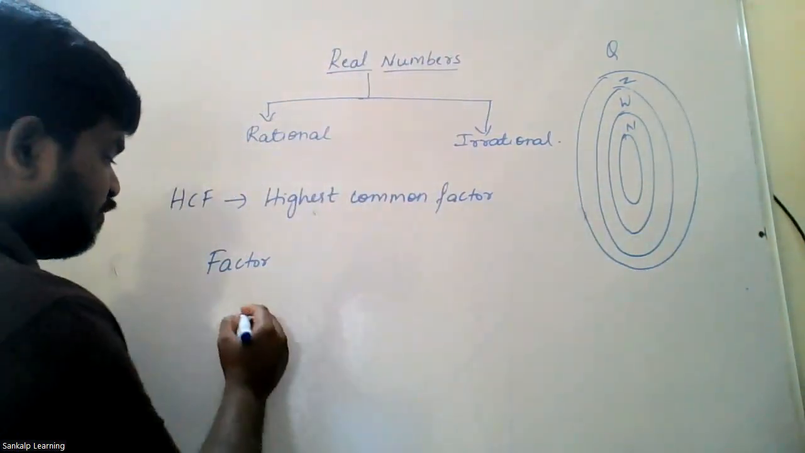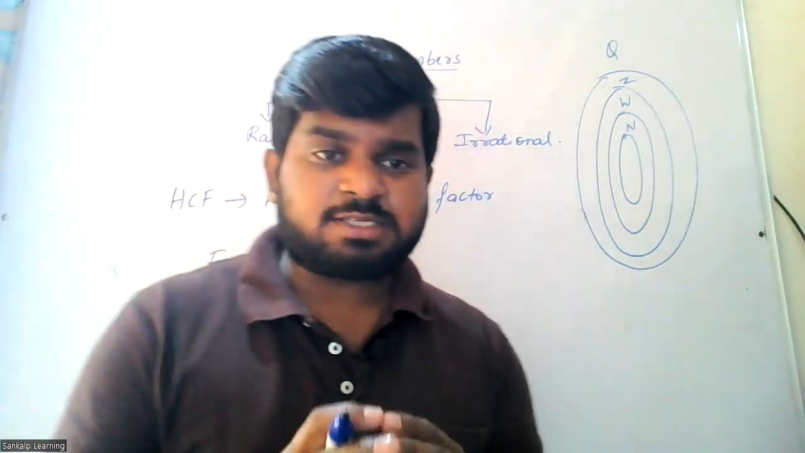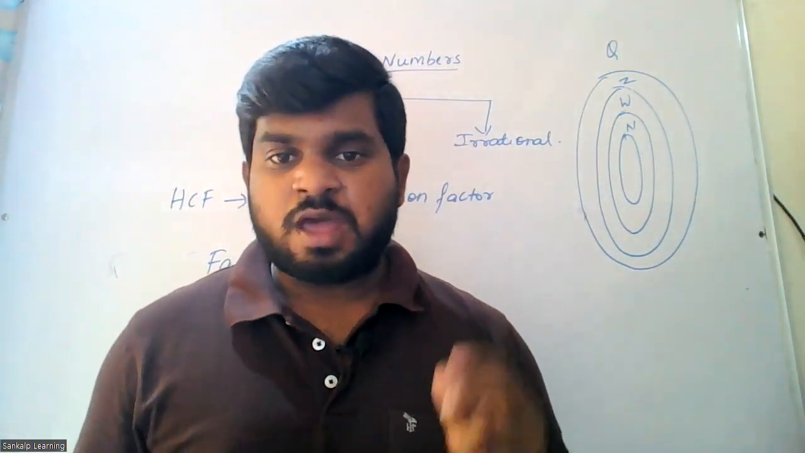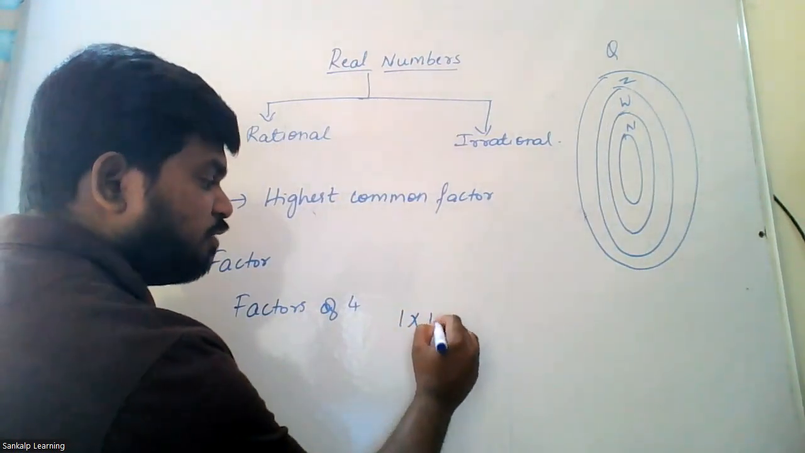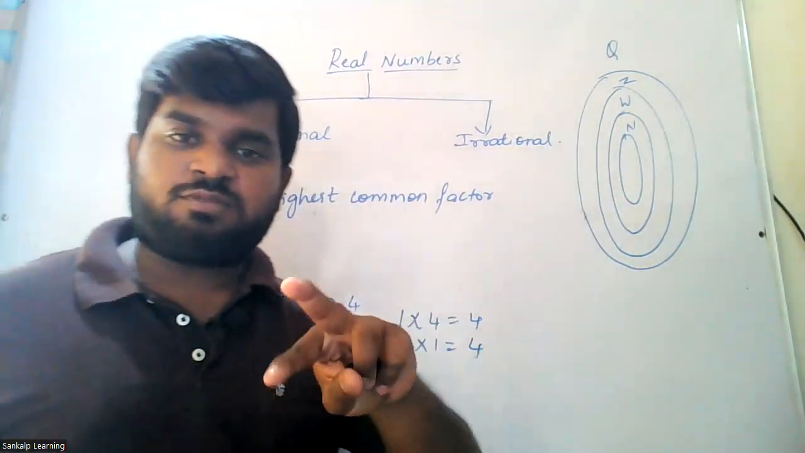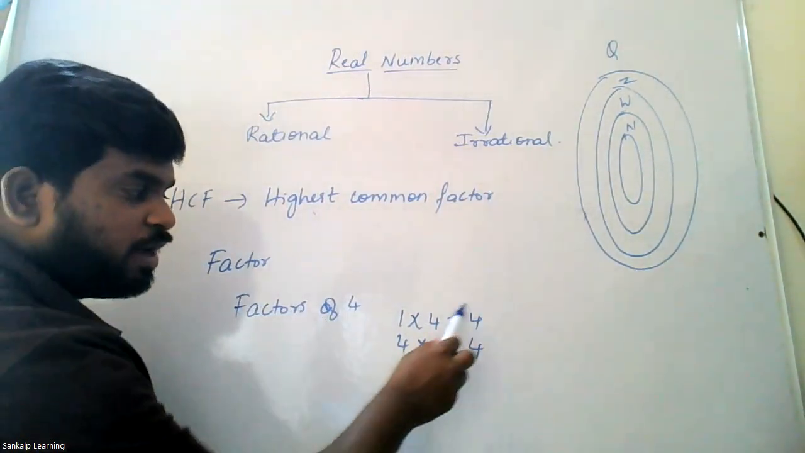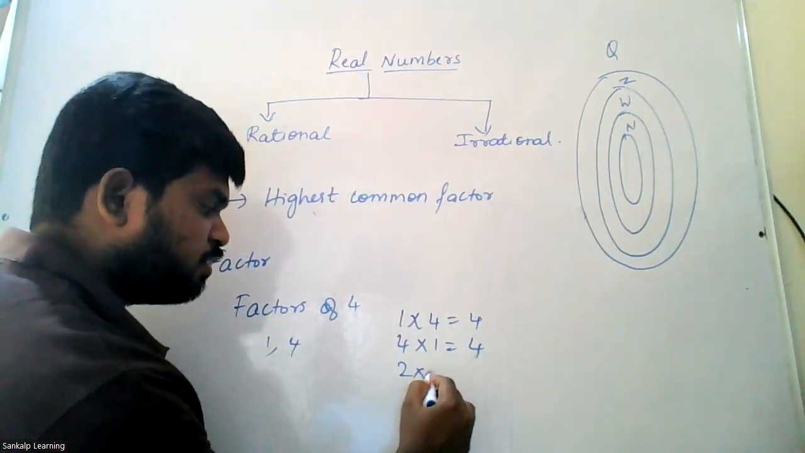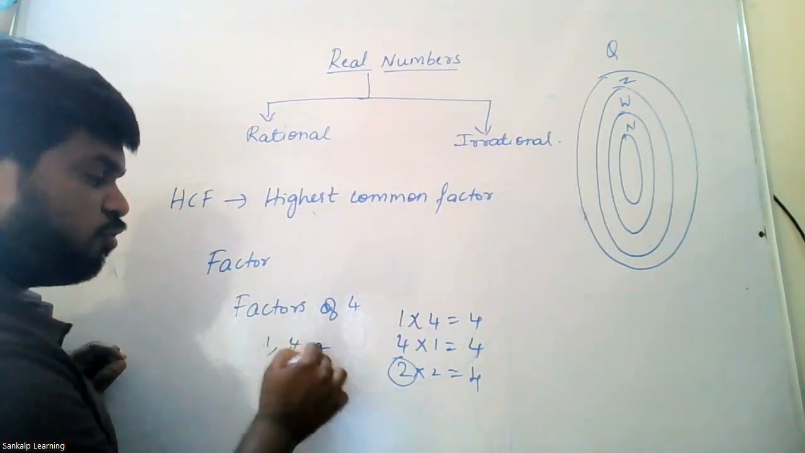For example, if I ask you factors of 4, or to be very simple, this definition will be easy: which two numbers should you multiply so that you get 4? The factors of 4, I can write as 1 4s are 4 or 4 1s are 4. Multiplication is commutative, both will be the same. So here the numbers that I multiplied to get 4 are 1 and 4. So factors of 4 are 1 and 4. Is there anything else? Yes, 2 into 2 is also 4. So the other factor is 2. So factors of 4 are 1, 4, 2.